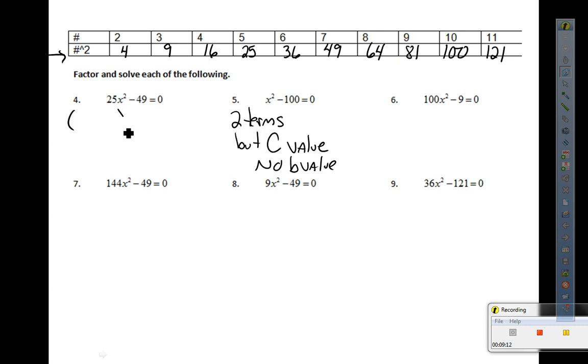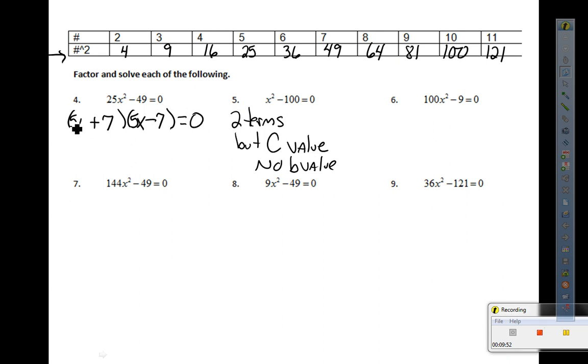To factor this, we're going to go 2 parentheses, and you're going to put a plus and a minus, or a minus and a plus. That part doesn't matter. There are shortcuts to these. What's the square root of 25? Well, if you look up in your chart, here's 25. The square root must be 5. So I'm going to put a 5x here and a 5x here, because 5x times 5x is 25x squared. And then the square root of 49 is 7, so I'm going to put a 7 there and a 7 there. There we just factored it, called a difference of squares.